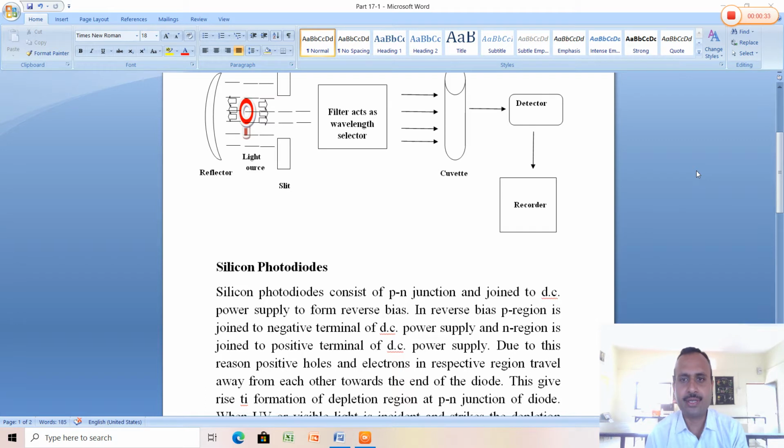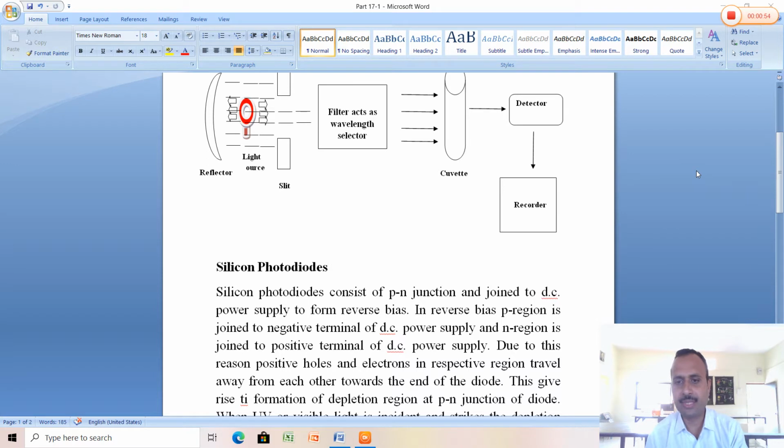There are a number of detectors like photomultiplier tube, photovoltaic cell and phototube, as we have already learned about it. Now the fourth and last one is the silicon photodiode. Silicon photodiode consists of a PN junction joined to a DC power supply to form a reverse bias. So silicon photodiode is based on the reverse bias concept.